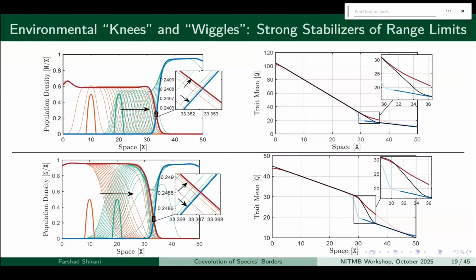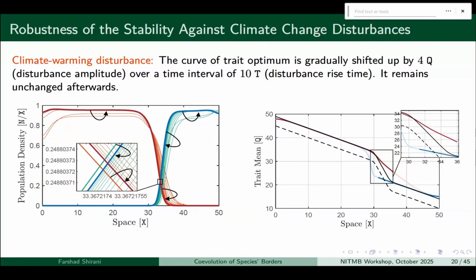Why does that happen? It's because the weaker species is now adapted to the shallow gradient, and the stronger one to the steep gradient. So the stronger one is suffering more from maladaptive gene flow. This one is not. As a result, this one now has more advantage over the knee. And that is the mechanism that stabilizes the range limit. And it happens that this stable equilibrium is pretty strong against perturbations in the environment.